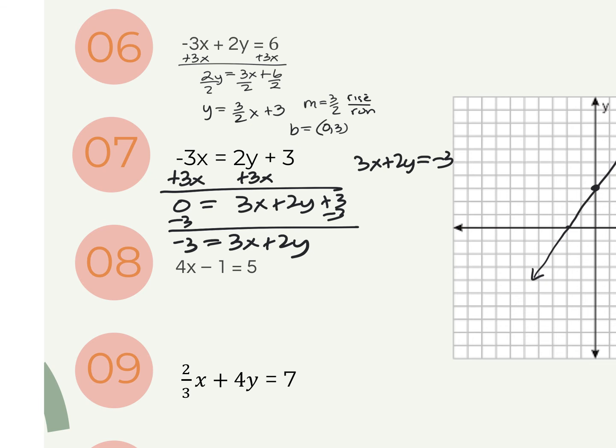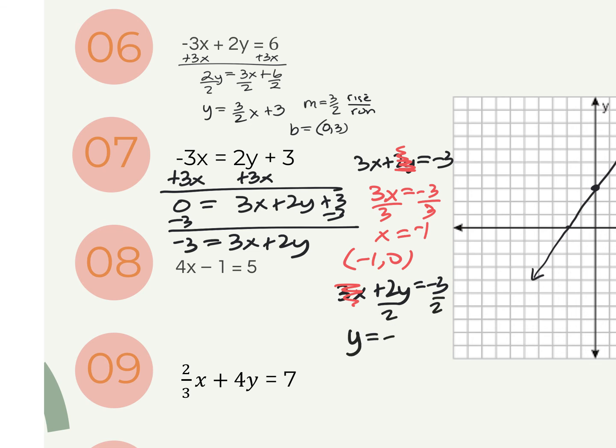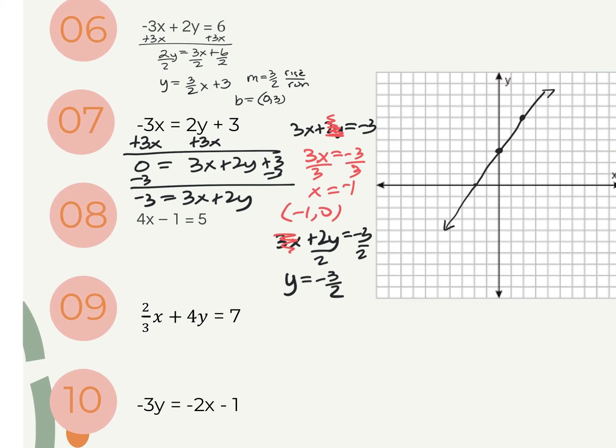Again, if I do my cover up to find my x-intercept, cover that one up. So now I'm solving 3x equals negative 3. Divide by 3. X equals negative 1. So my x-intercept is negative 1, 0. Then to find my y-intercept, I'm going to cover up the x, and then I solve what's left. So I divide by 2. And the y-intercept is at negative 3 over 2, or negative 1.5. So ordered pair.